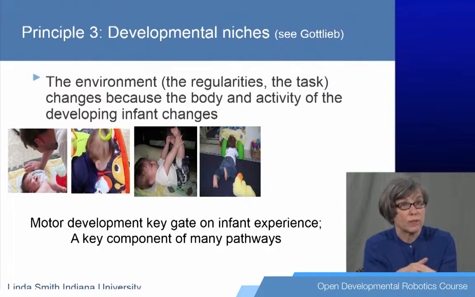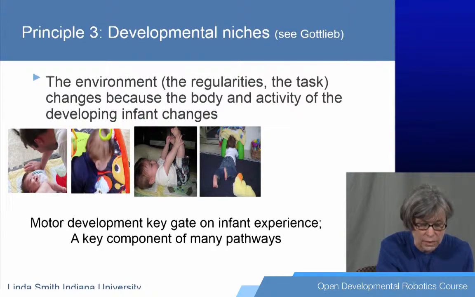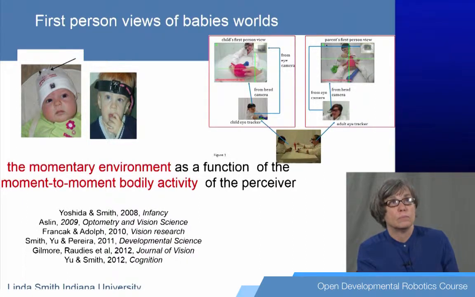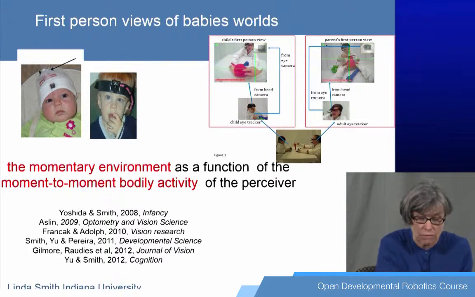And in general, a point that I emphasize in my own research and am emphasizing in today's talk, is that motor development is actually a key gate on infant experience. It's a key component of many pathways that orders the kind of environments that an infant is in. And I want to make this point to you by showing you 3 movies. These movies are ones in which we take first-person views of babies' worlds by putting head cameras on them or head-mounted eye trackers as they go about their business. And what we're doing is measuring the momentary environment as a function of the moment-to-moment bodily activity of the perceiver.